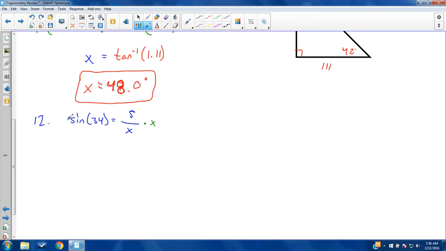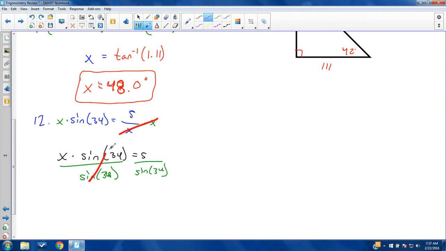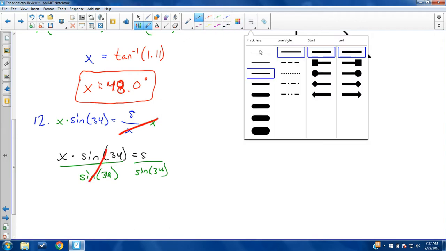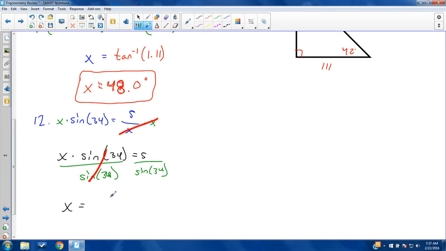Algebraically, I must get x by itself and in the numerator. So my first step might as well be multiplying both sides by x. The x's cancel over there, and on this side you'll get x times the sine of 34 equals 5. Divide both sides by sine of 34 to get x by itself. The sine of 34's cancel out on the left side, and on the right side you'll get x equals 5 over sine of 34.